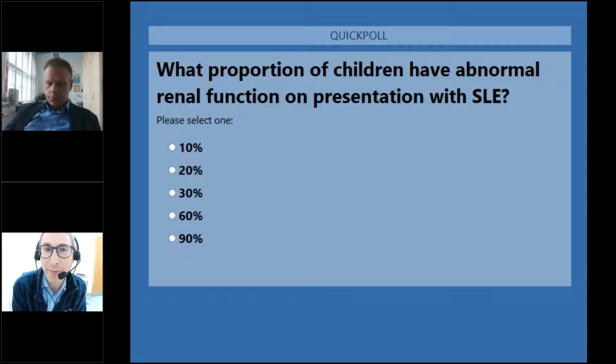So is it A, 10% of children have abnormal renal function when they present, B, 20%, C, 30%, D, 60%, or E, 90%?